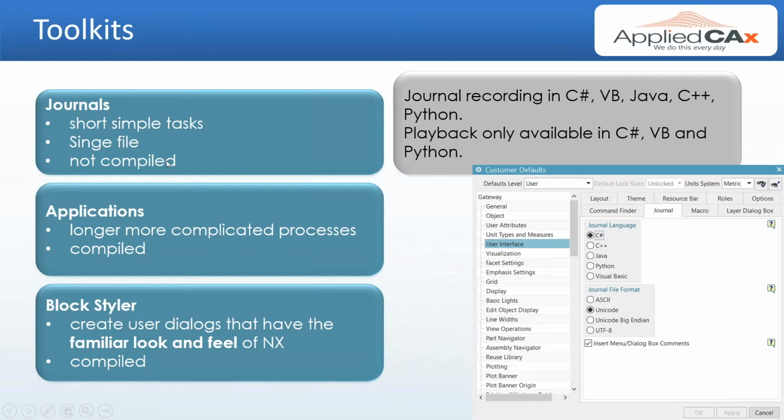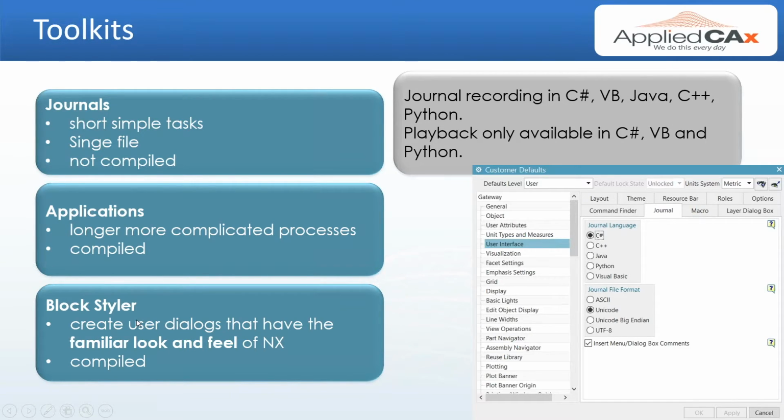They are not compiled. The other thing that journals are really great for is if you're working on a much larger project, you can journal specific smaller tasks that are going to be part of that larger project so that you can generate more of your code through journals. You can also create larger applications. They tend to be longer and more complicated processes. These are compiled into what's called a DLL, and that's, I believe, a downloadable library.